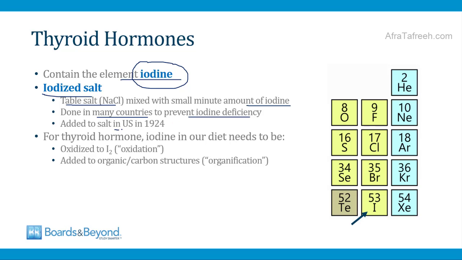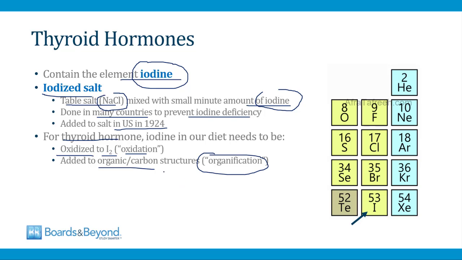Since 1924 in the United States, table salt, sodium chloride, has been sold as iodized salt mixed with iodine, and ever since that's been done, the incidence of iodine deficiency has been very, very low in the United States. Now, when you consume iodine in your diet, in order for thyroid hormone to be produced, the iodine has to undergo a couple of changes. First of all, it has to be oxidized to form I2. This is called oxidation. And then it also needs to be added to organic or carbon structures. This is a process called organification.